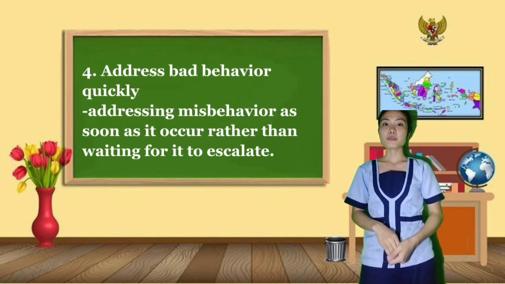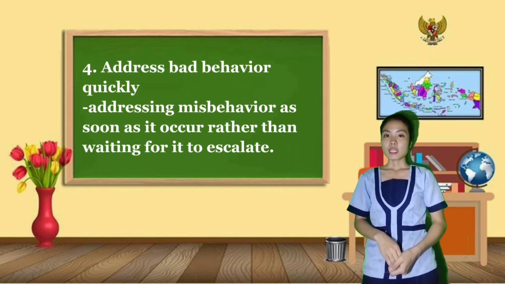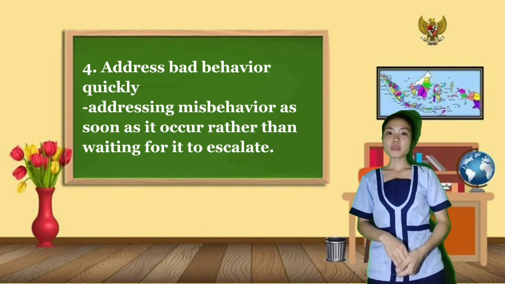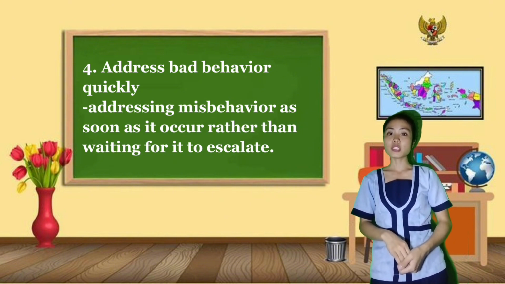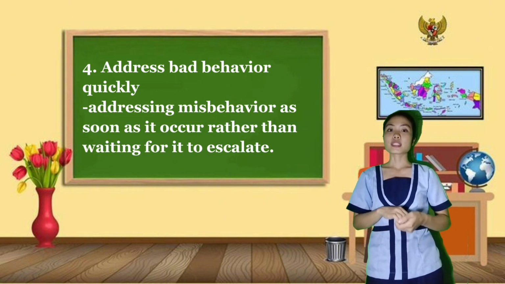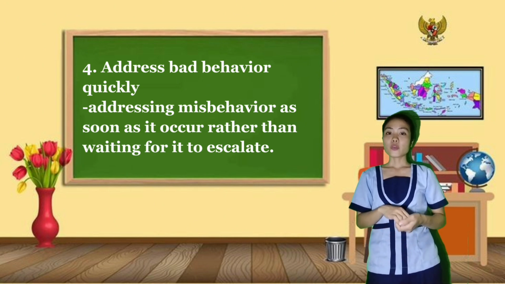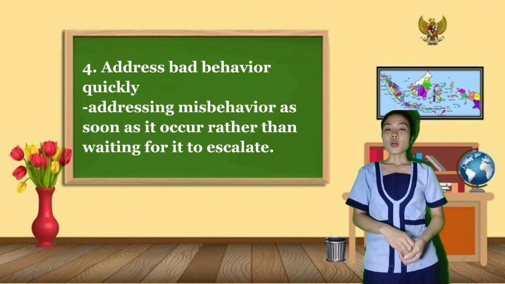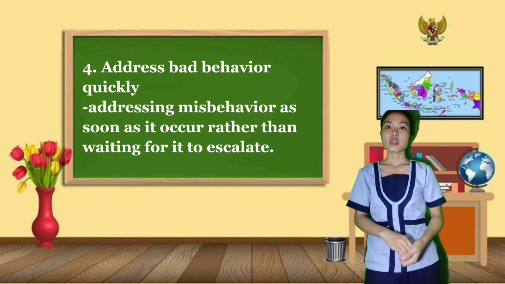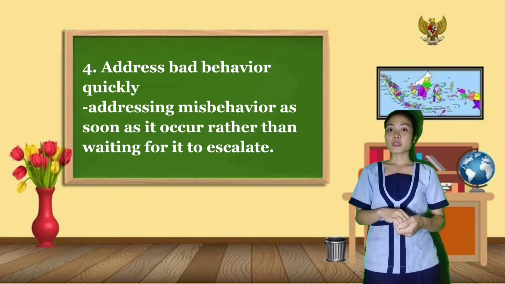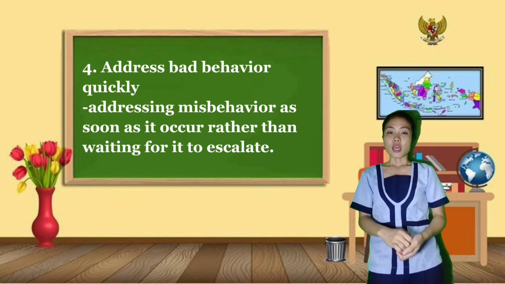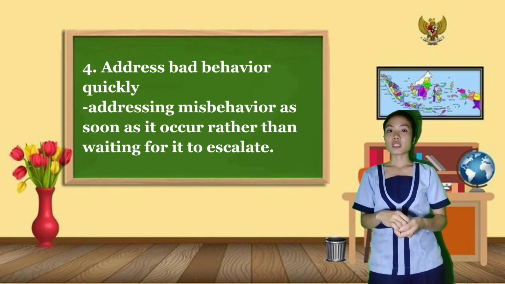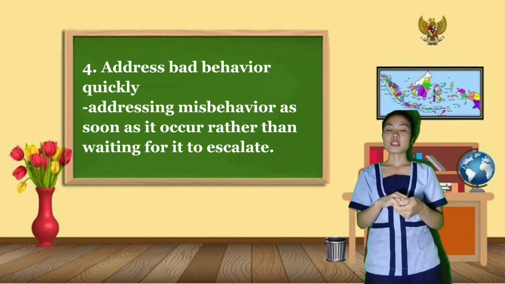Fourth, addressing bad behavior quickly. So what is it? Addressing misbehavior as soon as it occurs rather than waiting for it to escalate. This would involve a simple reminder, a direct look, or a brief consequence. So why does it work? It prevents small problems from becoming bigger ones. It also shows students that you are aware of their behavior and that you are taking it seriously.